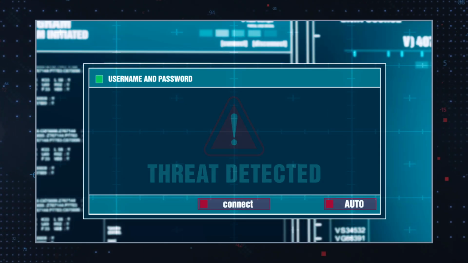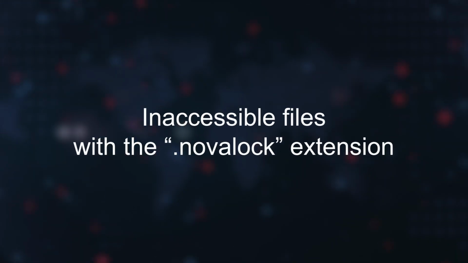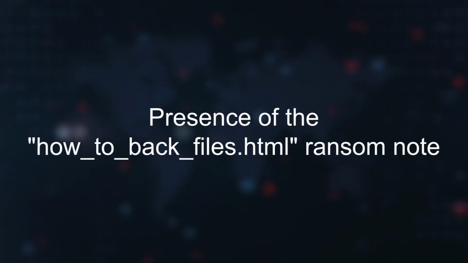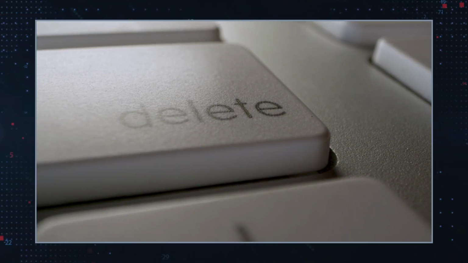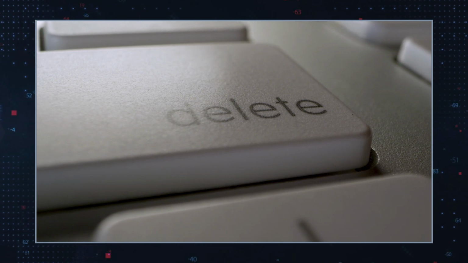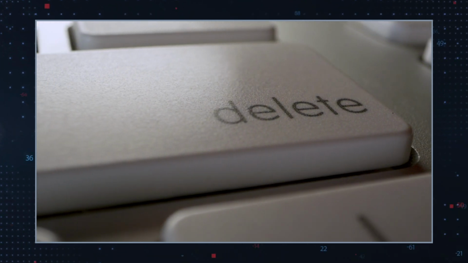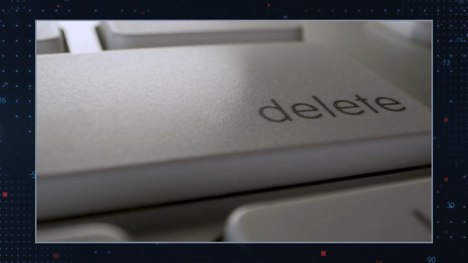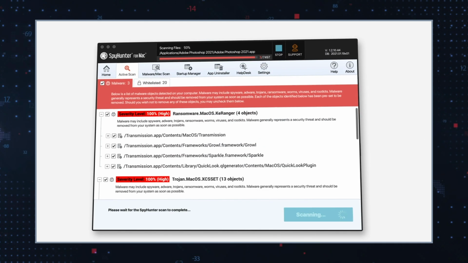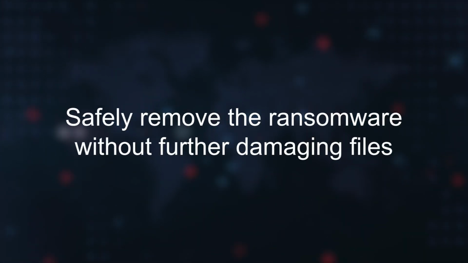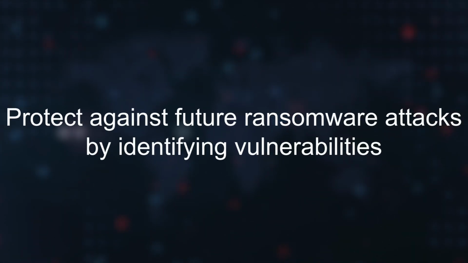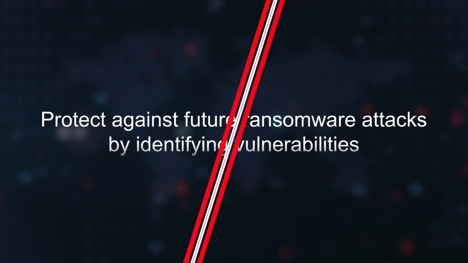Signs of Novalock infection include inaccessible files with the .novalock extension, presence of the howtobackfiles.html ransom note, and system slowdowns or unusual behavior prior to encryption. Manual removal of Novalock is not recommended due to the complexity of ransomware infections and the risk of incomplete cleanup. Instead, use a reputable malware remediation tool to perform a full system scan to identify Novalock and its components. Safely remove the ransomware without further damaging files. Protect against future ransomware attacks by identifying vulnerabilities.